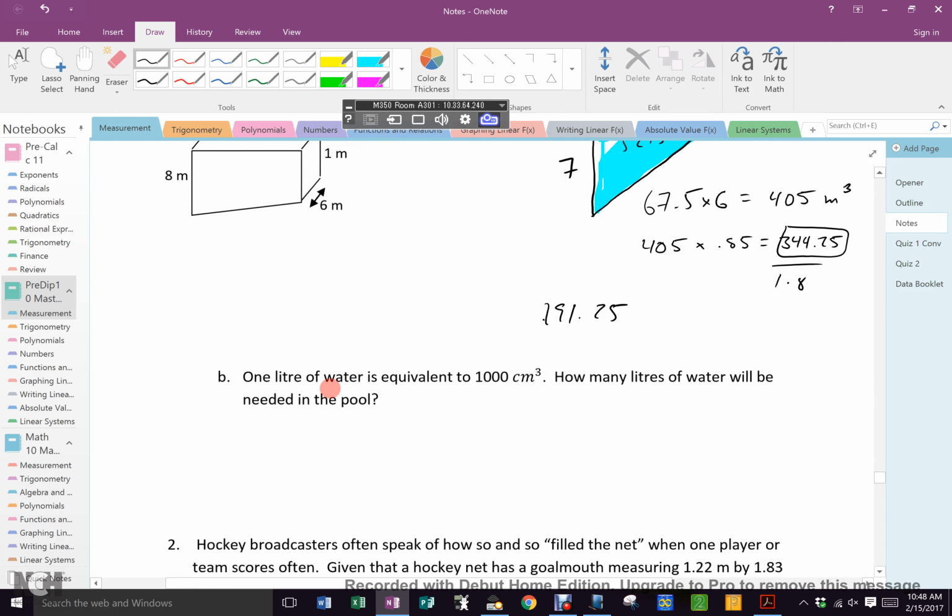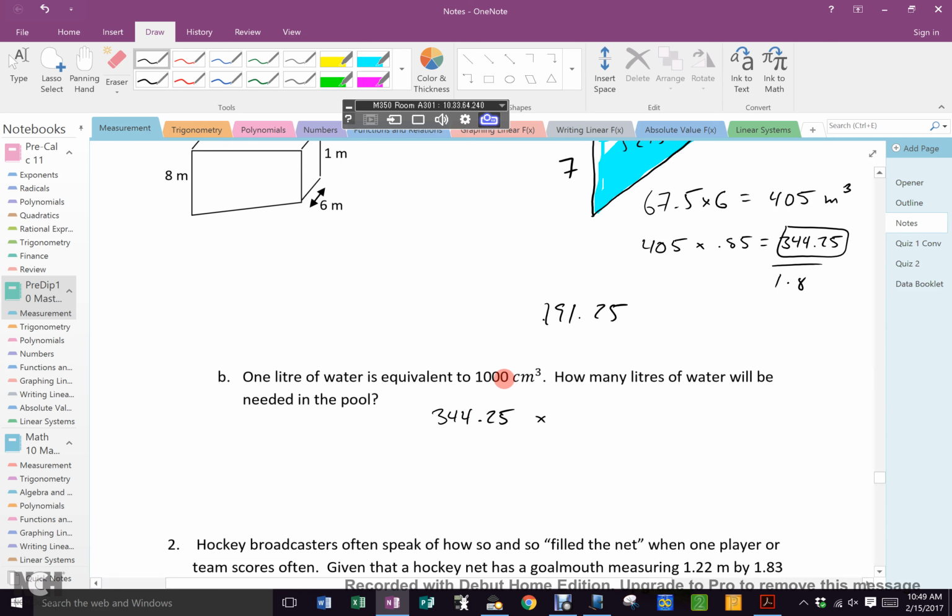Now, next question. 1 liter equals 1,000 centimeters cubed. How many liters will be going into the pool? What do I have to do with 344.25 to get it into liters? I want liters, right? So what goes on the top of my fraction? One liter equals 1,000 centimeters, yeah? I have meters. I want centimeters. So what do I have to do? Times it by 100? That's in a straight line, isn't it? So what do I need to times by?